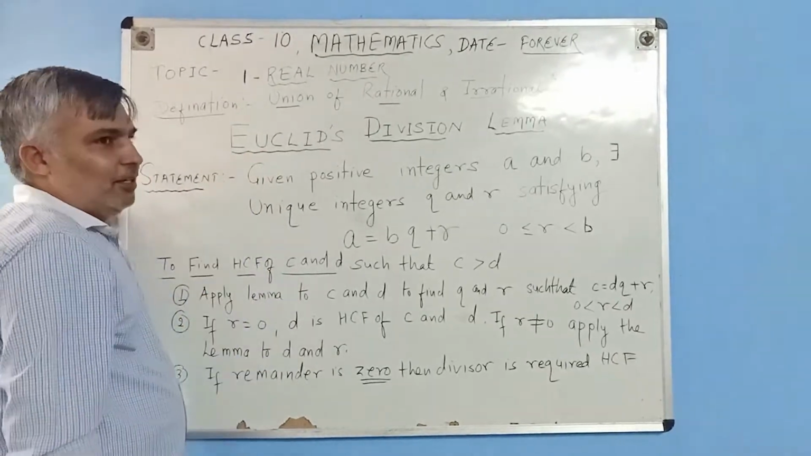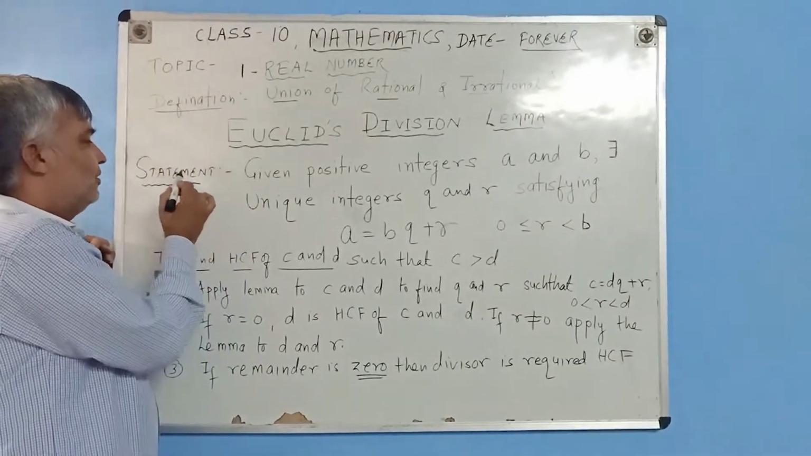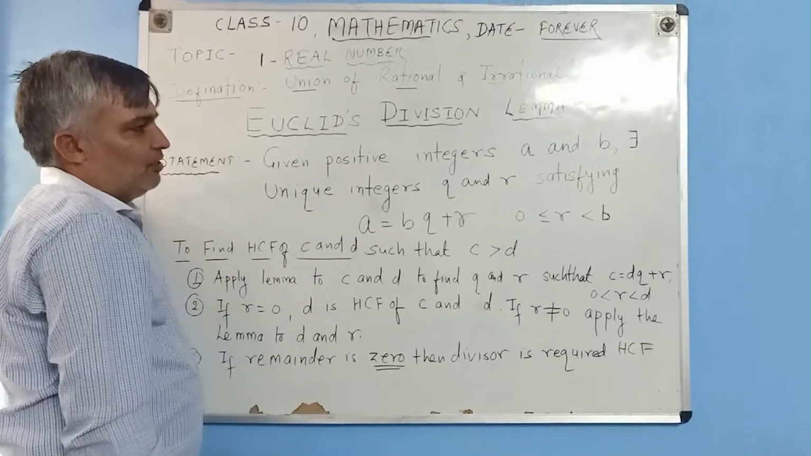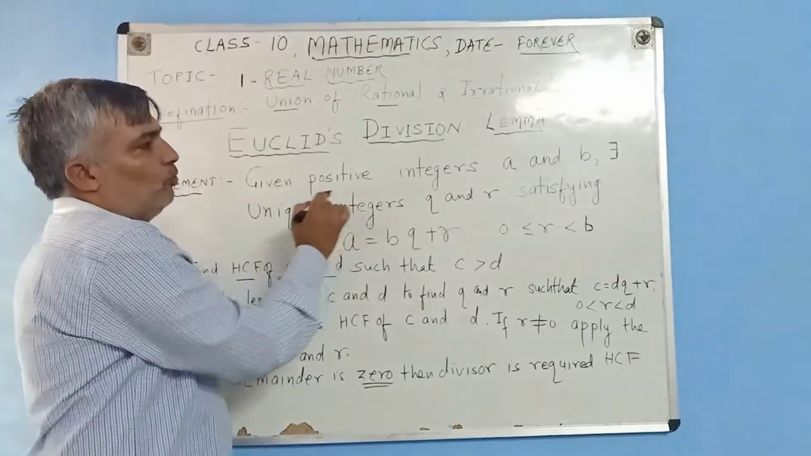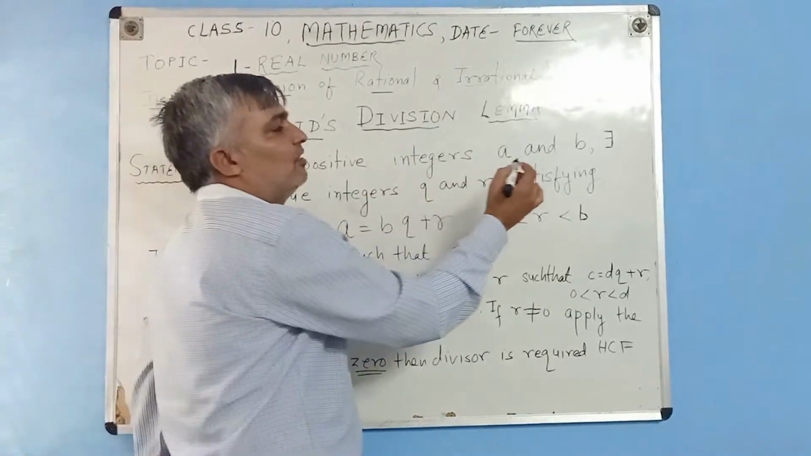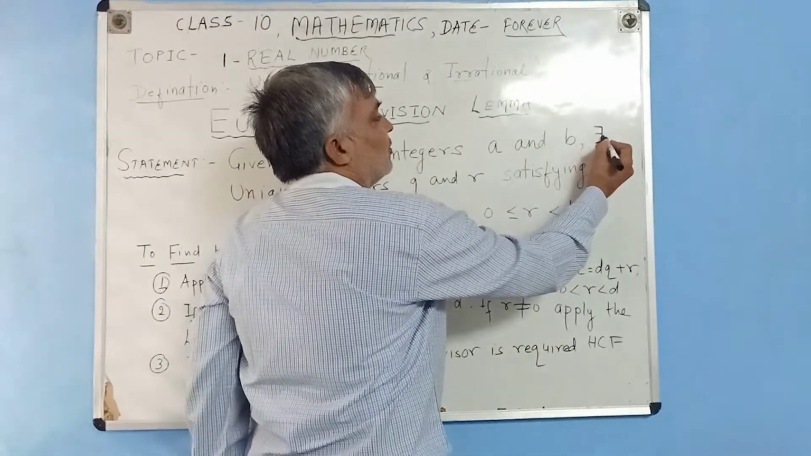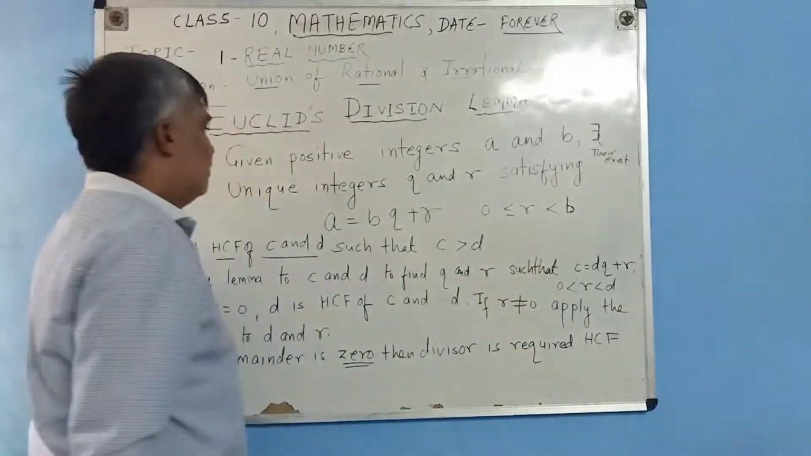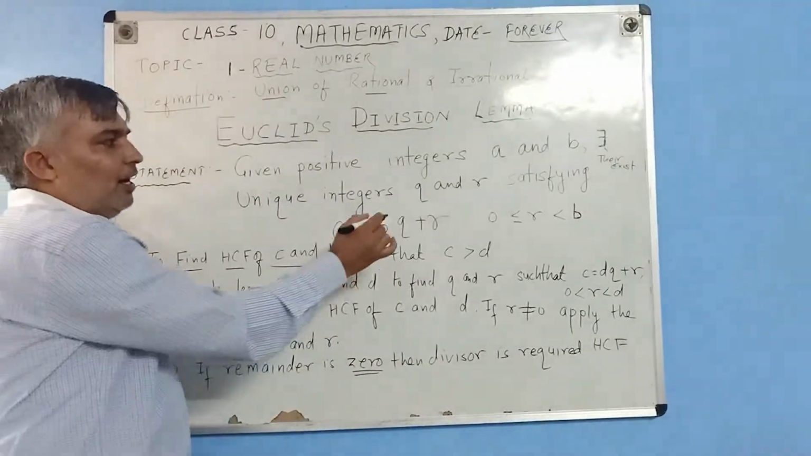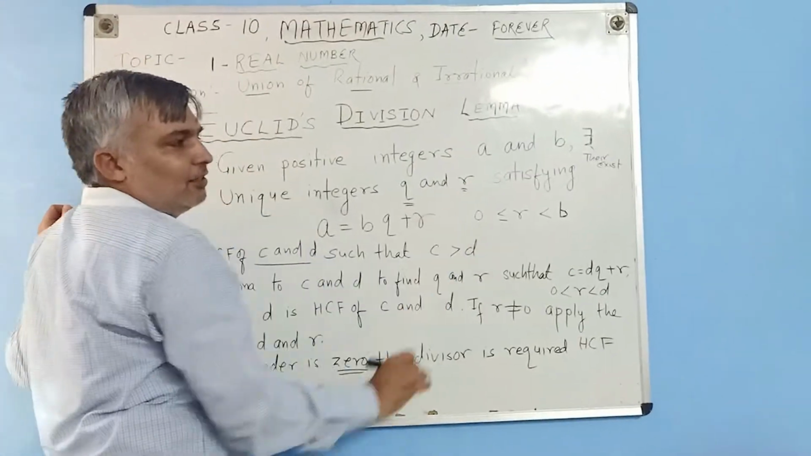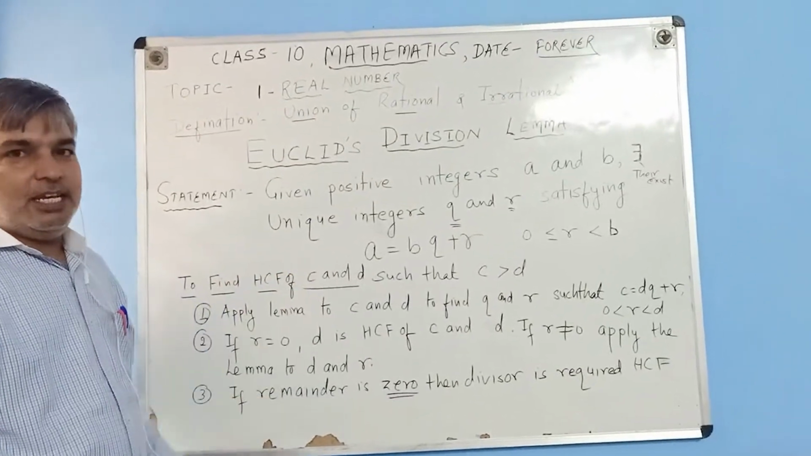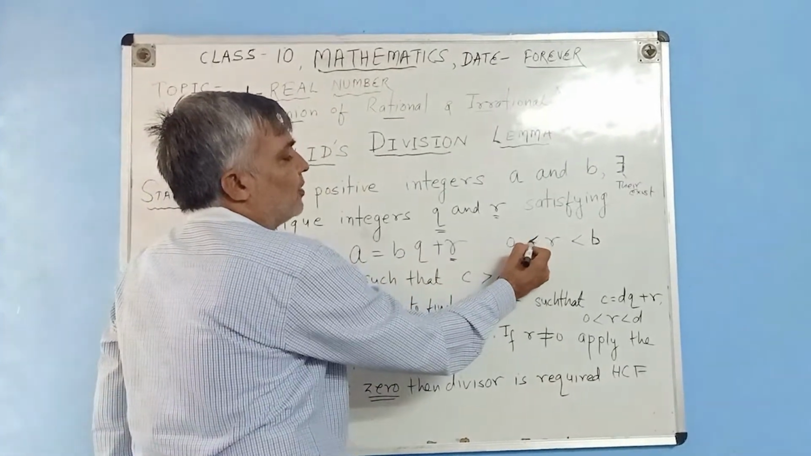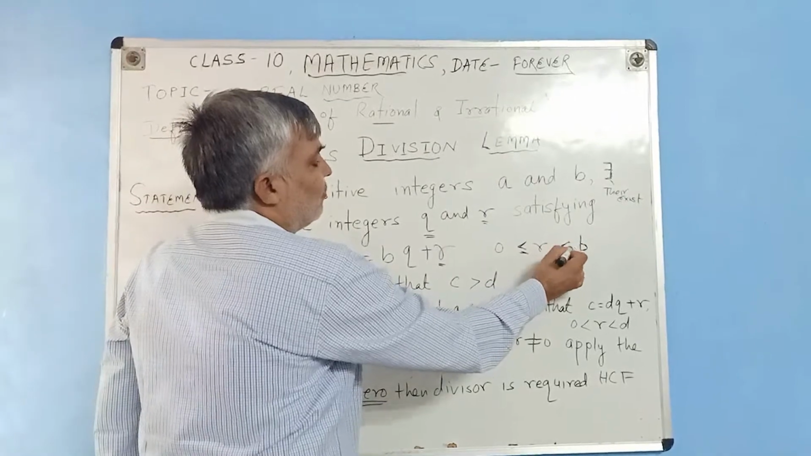What is Euclid's division lemma? This lemma is given by Euclid. The statement of the lemma is: given any two positive integers a and b, there exist (this is the symbol for there exist) unique integers q and r satisfying a equals bq plus r, where r is a remainder, always greater than or equal to 0 and less than b.